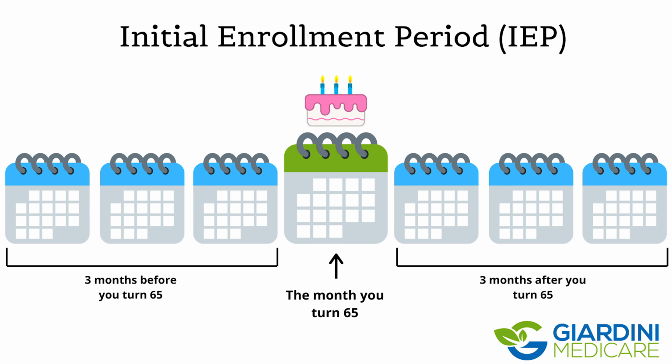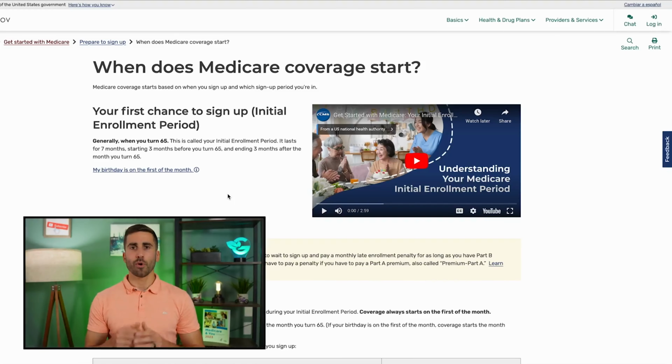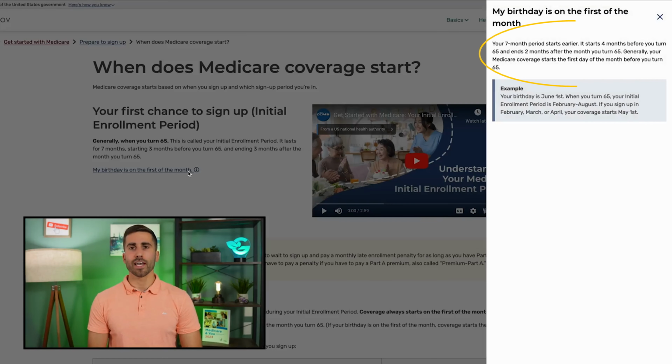Your IEP begins 3 months before the month you turn 65. It includes your 65th birthday month, and then it ends 3 months following the month you turn 65. And because there always has to be some wrinkle to the rules, if you were born on the first day of the month, your IEP actually begins 1 month earlier.